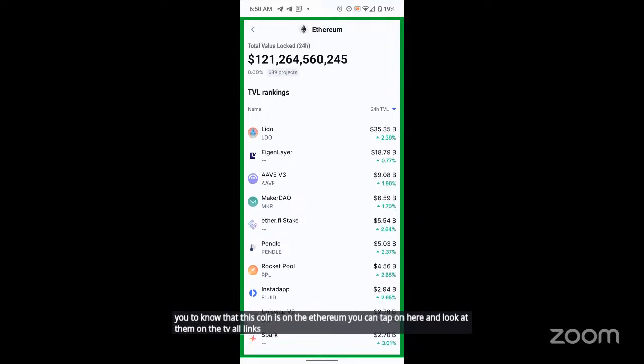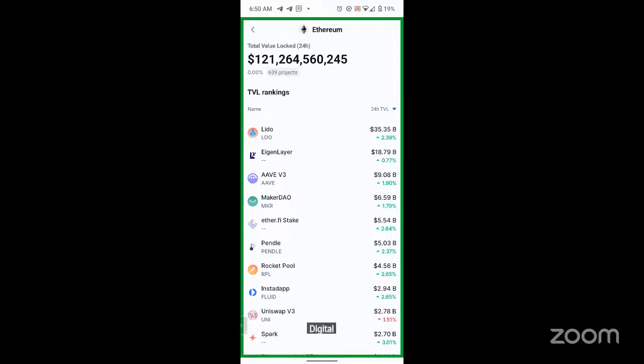When we talk about the TVL ranks, TVL means total value locked. How do you get the total value locked? For example, they created a coin, and within that coin, there is locked liquidity. The locked liquidity in the coin at times is very important to the person who is holding.